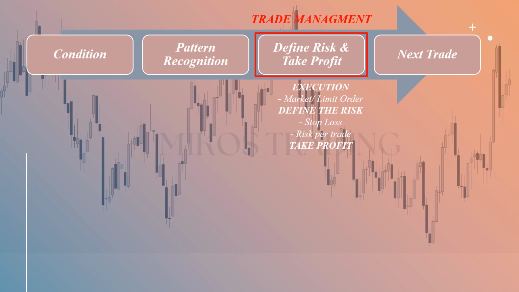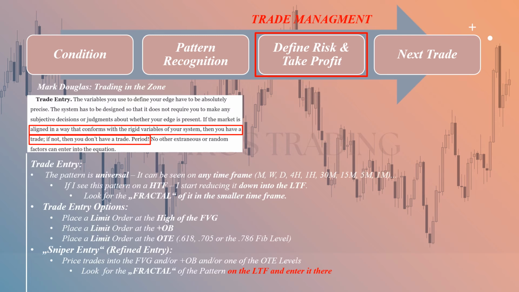Now you know what the pattern looks like, but before you can take the trade, you need to know how you will execute. You need to define the risk and you need to decide where you will take profits. The snapshot is from Mark's book Trading in the Zone. I wanted to highlight the importance of having rigid variables to know exactly when you can execute your trade.